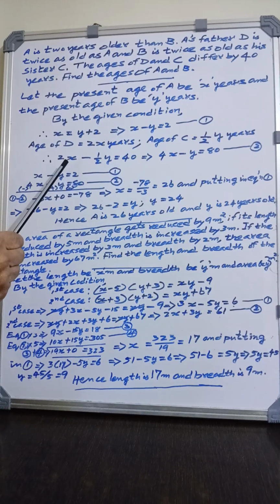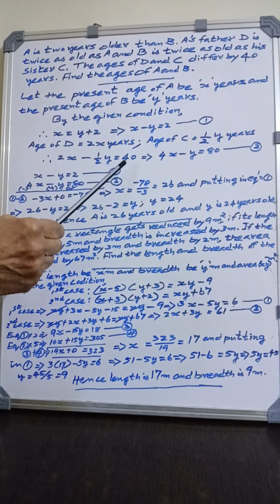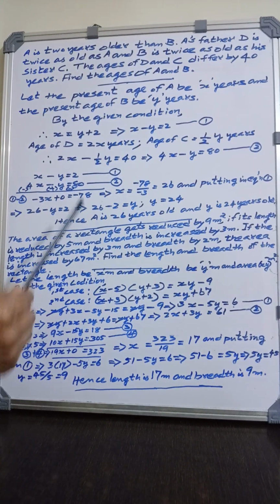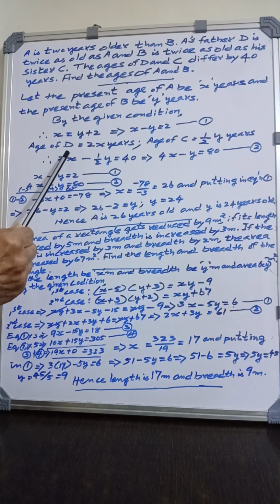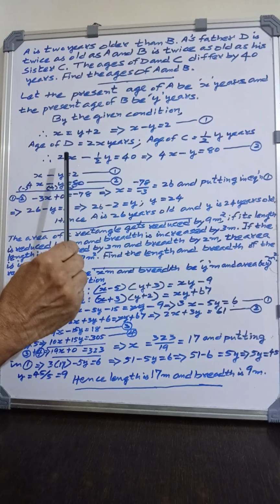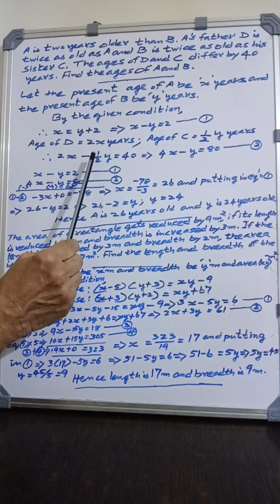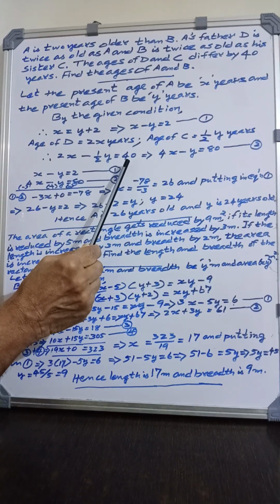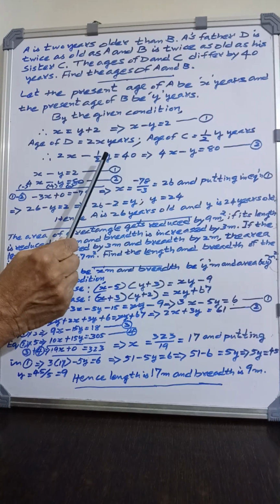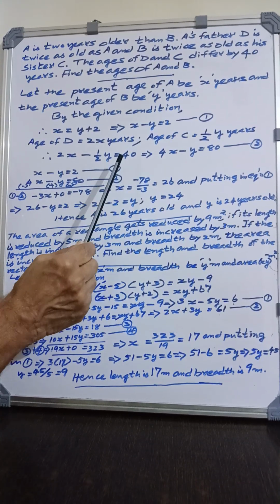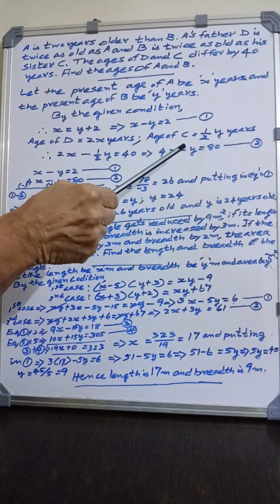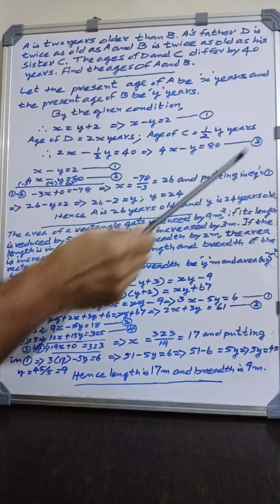That is, 2x minus 1 by 2 y equals 40. D and C differ by 40 years. Therefore, we already defined the age of D in terms of x and the age of C in terms of y. From that, we can easily equate 2x minus 1 by 2 y equals 40. When simplified, 2 into 2x, 4x minus y, whole by 2 equals 40, and 2 multiplied with 40 gives 80. Therefore, 4x minus y equals 80, the second equation.